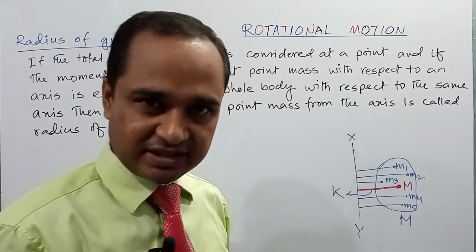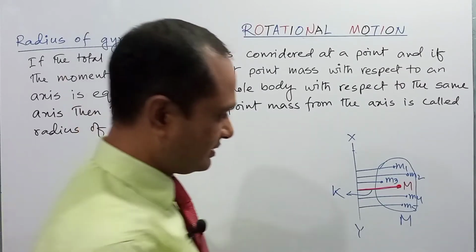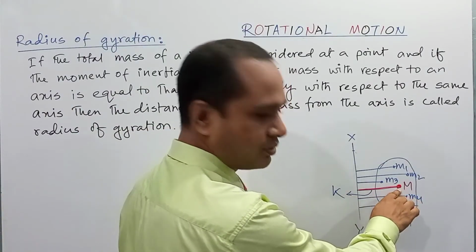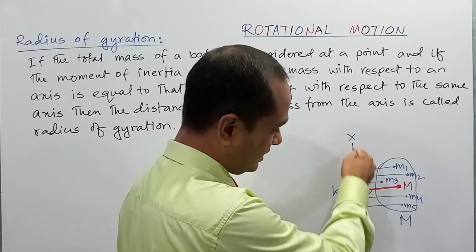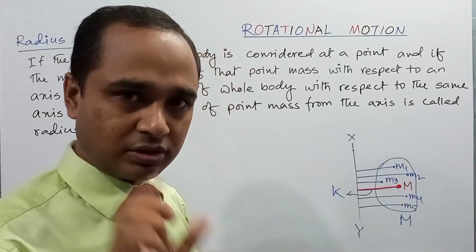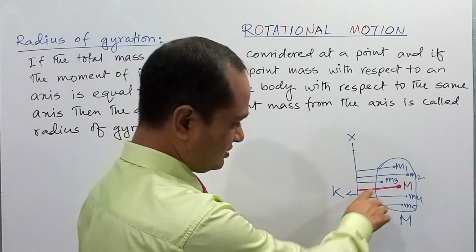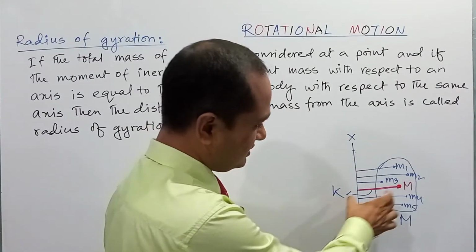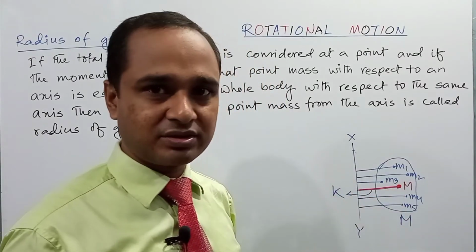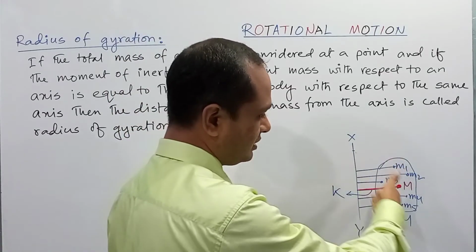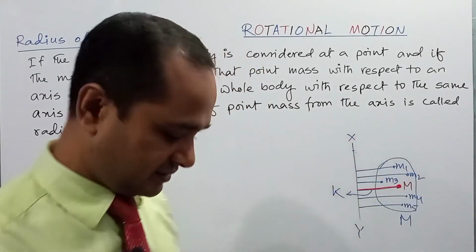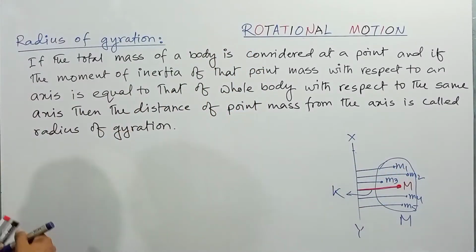with respect to the same axis, then the distance of the concentrated mass or point from the axis of rotation is called the radius of gyration, which is denoted by k. So in that case, this distance is called the radius of gyration of the body with respect to the axis. So it is denoted by k.